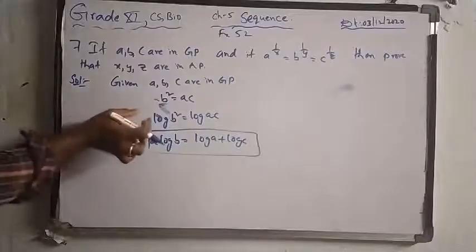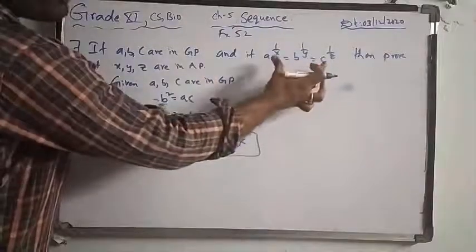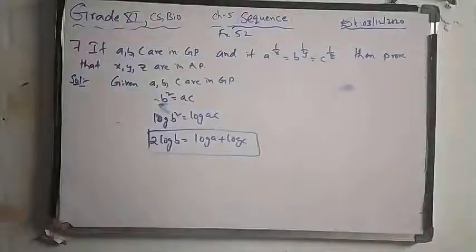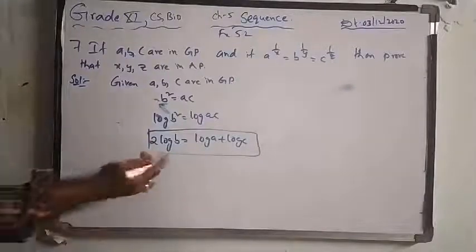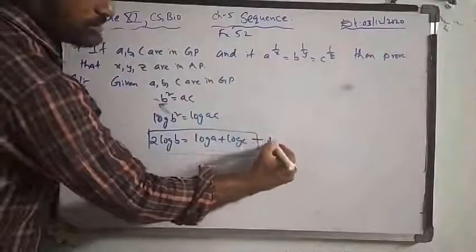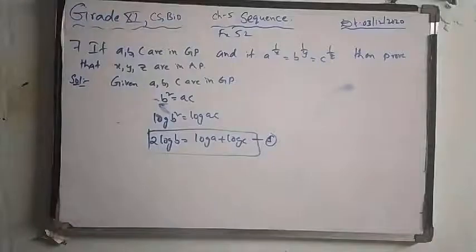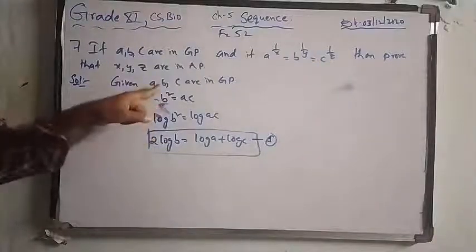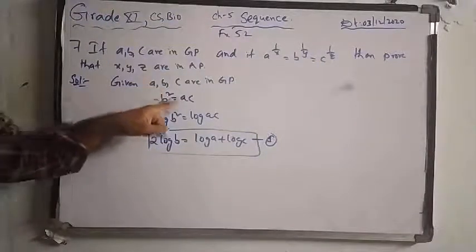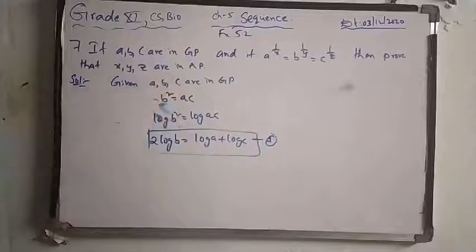Why am I applying log? In order to prove this, I am going to get logarithms, so this is useful for us. Let us keep it as the first equation. This is just the normal rule: the middle number square is equal to the product of the first and last, that forms a GP series.